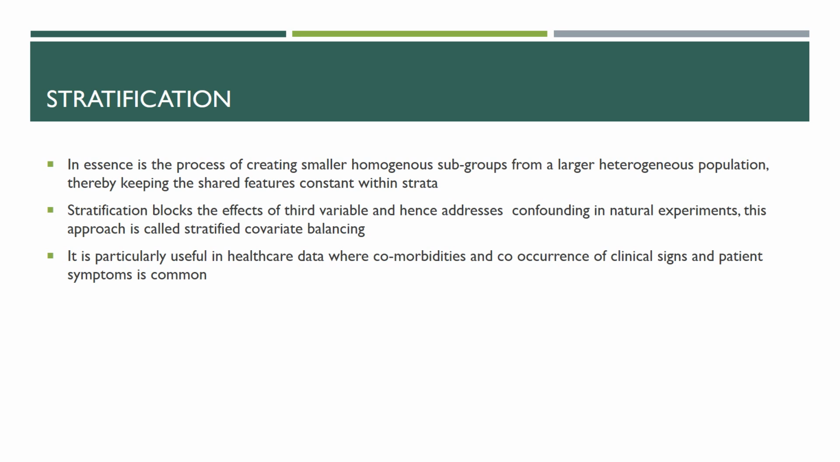Stratification is the process of creating smaller homogeneous subgroups from a larger heterogeneous population, thereby keeping the shared features constant within strata. Stratification blocks the effects of the third variable and hence addresses confounding in natural experiments or observational studies. This approach is called stratified covariate balancing. It is particularly useful in healthcare data where comorbidities and co-occurrences of clinical signs and patient symptoms are common.